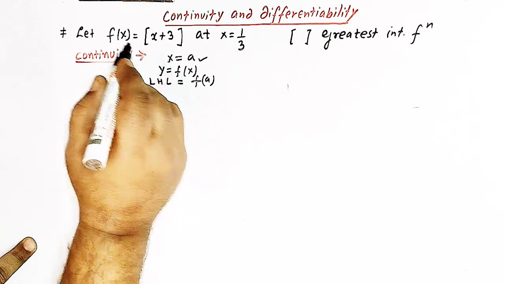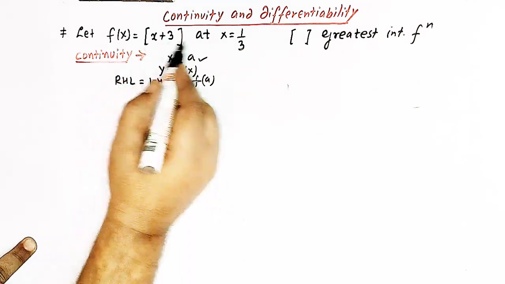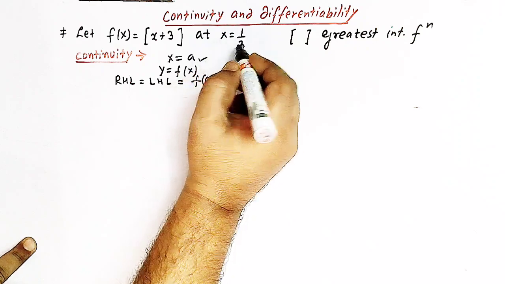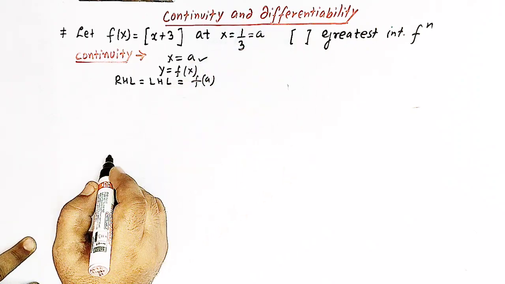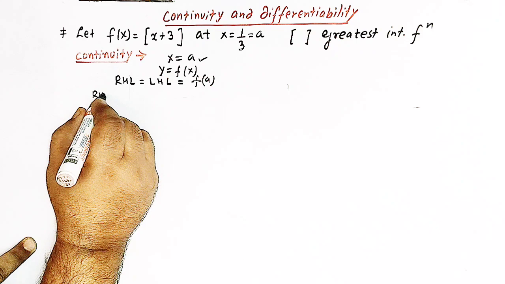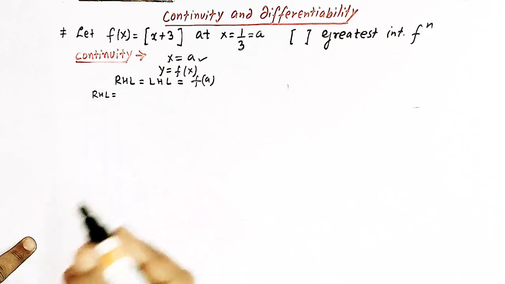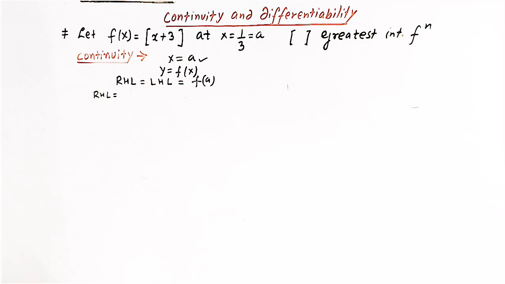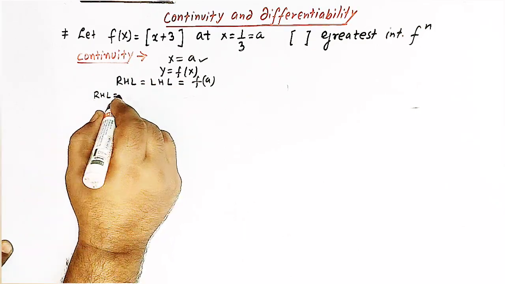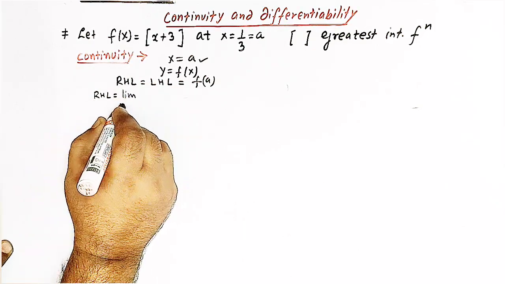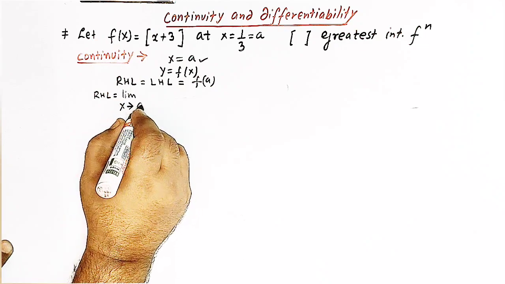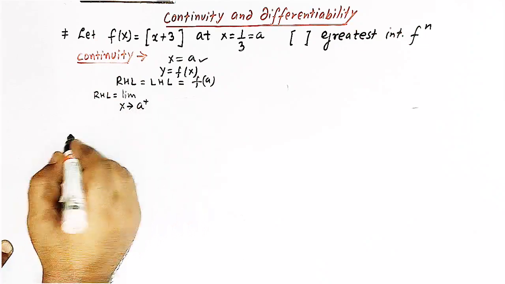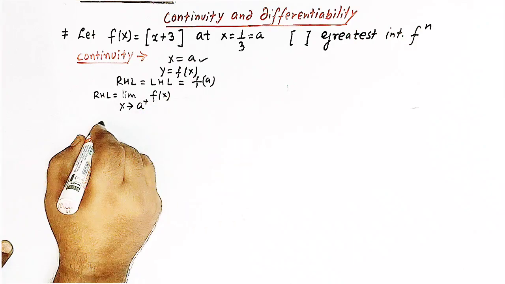In our case we are given this function and the point x = 1/3 is a. Let us first find the right hand limit, then the left hand limit, and then the value of the function at a = 1/3. The notation for the right hand limit is limit x tends to a positive of f(x).